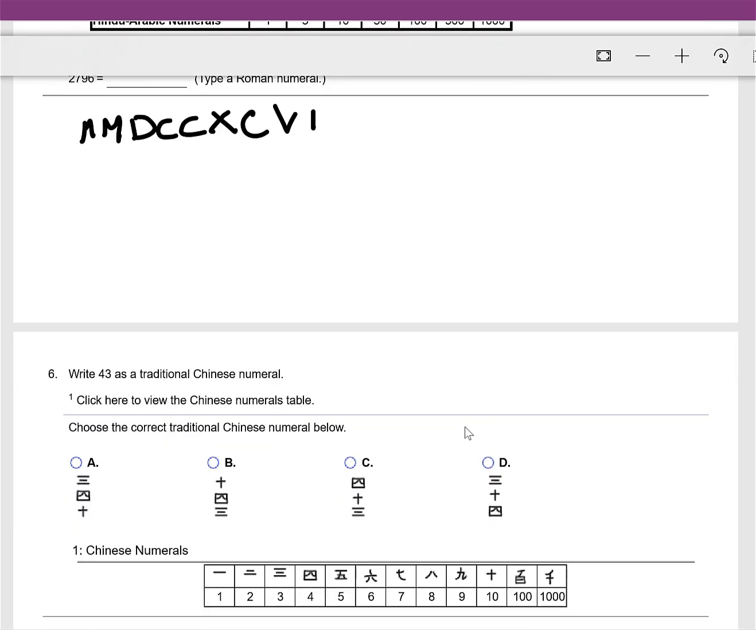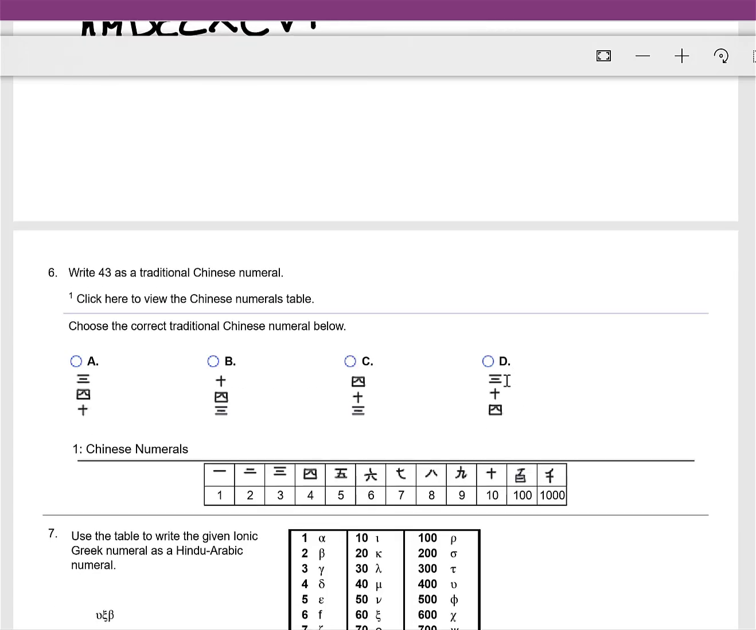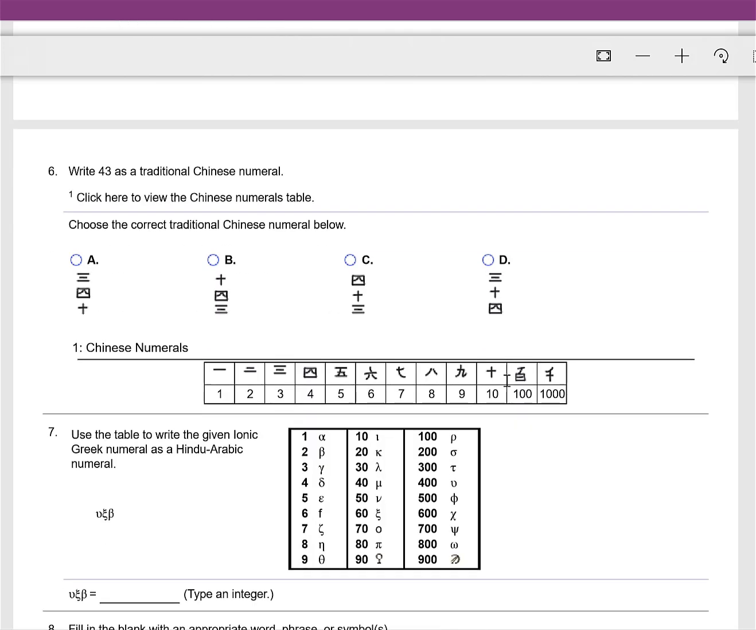Write 43 as a traditional Chinese numeral. And we've got the Chinese symbols down here. Remember, we write these vertically. And remember, we're going to write a symbol over the power of 10 that we multiply by. So we have a 40 here. So we need to have a symbol for 4 first, which is right here. And we want to go over, I'm sorry, I'm looking at the wrong symbols. Here's for 4 here, and we want that over the symbol for 10, which is right here. So if I look across here, it looks like D looks like the correct answer. So it's got the 4 over the 10. 4 times 10 is 40. And then we want a 3, and that's the symbol.